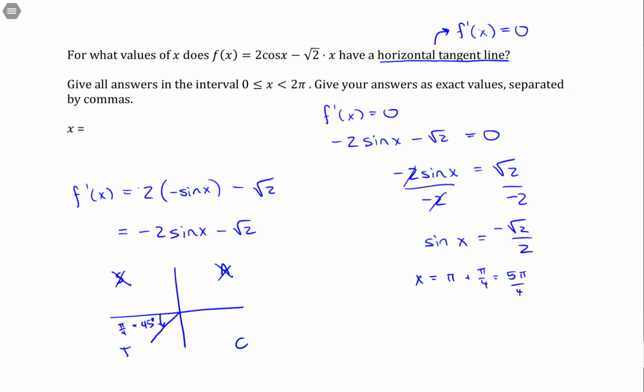The other angle here is a 45-degree reference angle, but in quadrant 4. And again, that reference is π/4. Now, notice this is rotated in the negative direction, so we actually need to say that it's going to be 2π minus π/4. So 2π minus π/4 would be, well, let me be careful here.